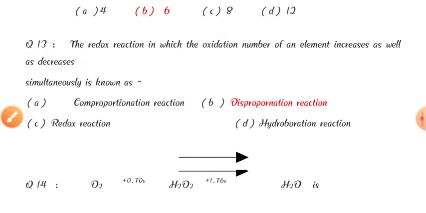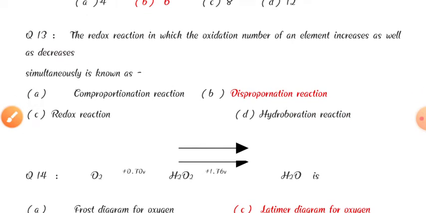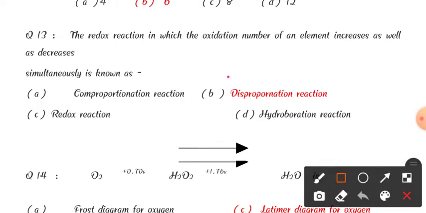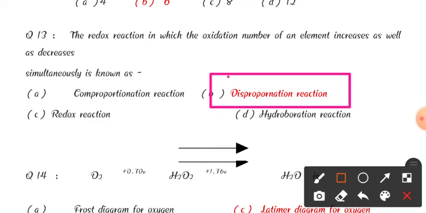Now next question, question number 13. The redox reaction in which the oxidation number of an element increases as well as decreases simultaneously is known as... So option number B, that is disproportionation reaction, is the correct answer. Okay, so disproportionation reaction is the correct answer.